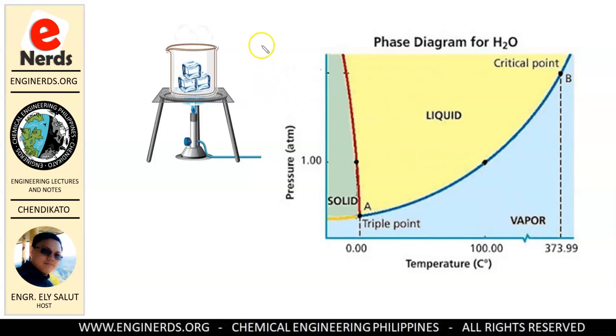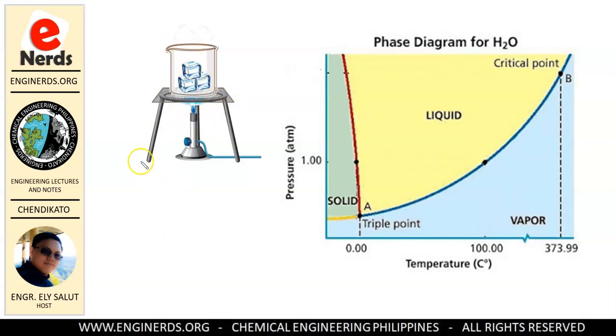So, magbigay tayo ng halimbawa. We have here an ice na nasa loob ng ating beaker and we have a heater. So, at the beginning, meron lang tayong ice. So, yan ang given natin ngayon. We have an ice. So, we want to know kung ano yung state ng ating water na naandito ngayon.